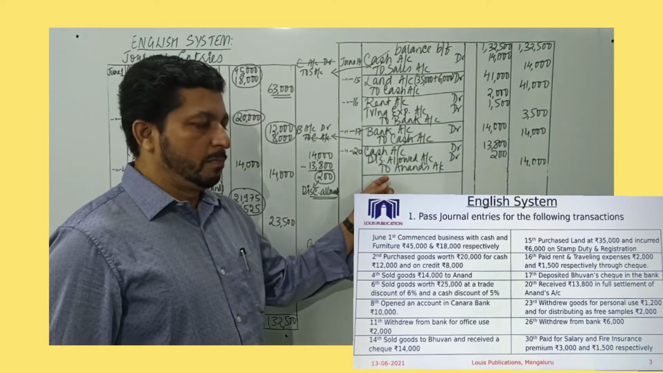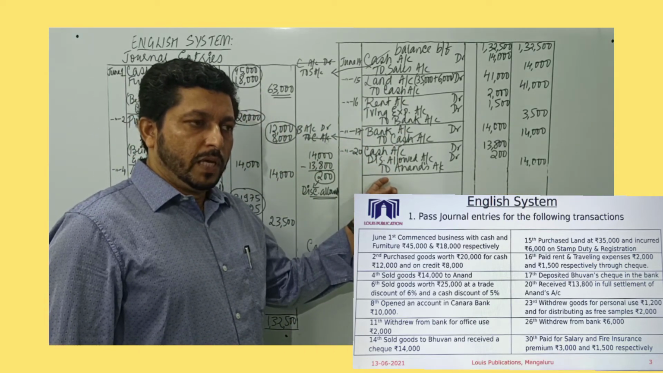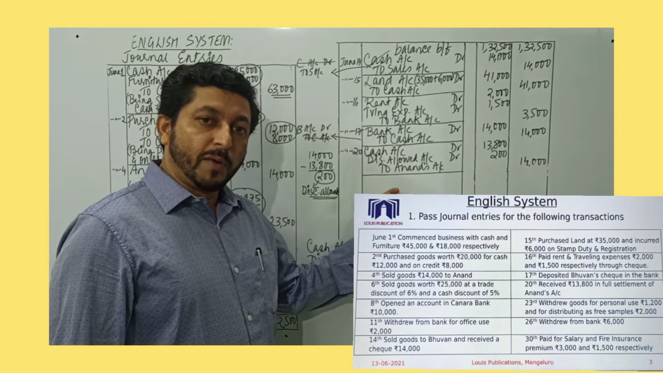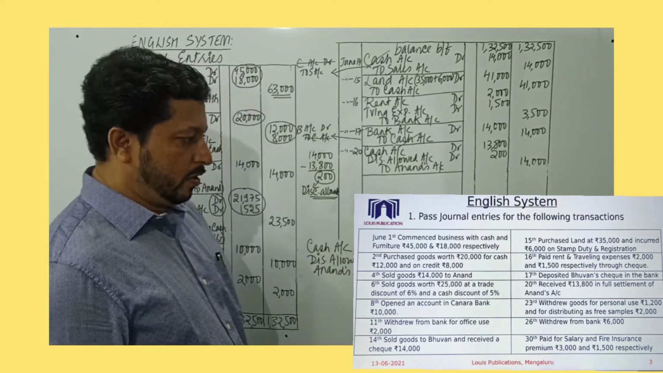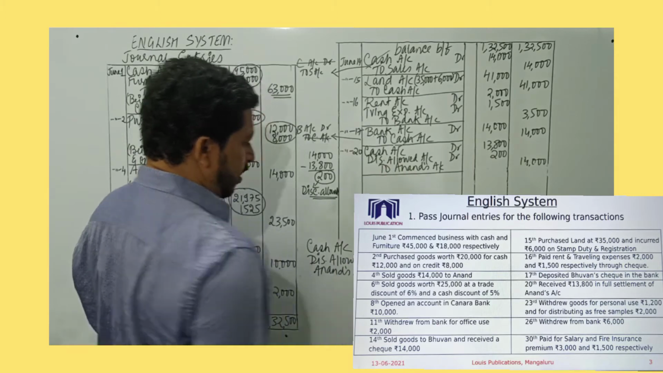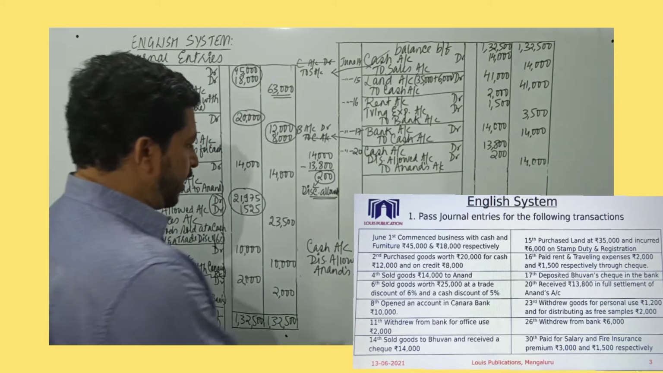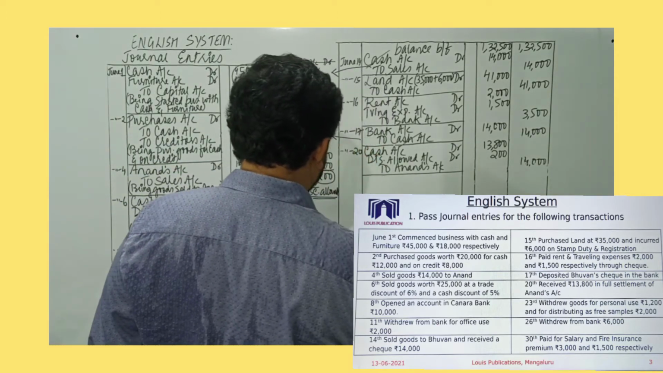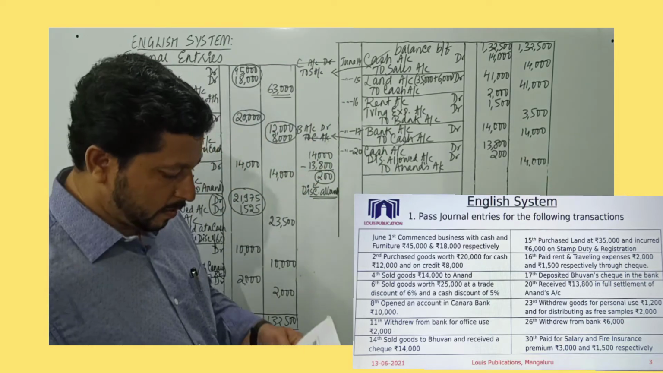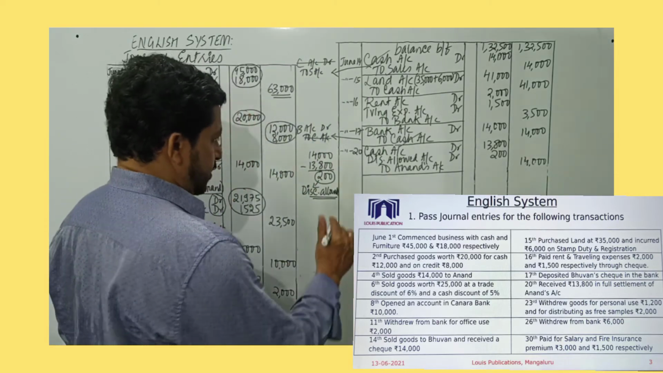You can record the narration being amount received from Anand and discount allowed. Discount allowed is a loss, so debit all expenses and losses. And Anand is the giver, cash is coming into the business. So understand that. So that is about 20th transaction.